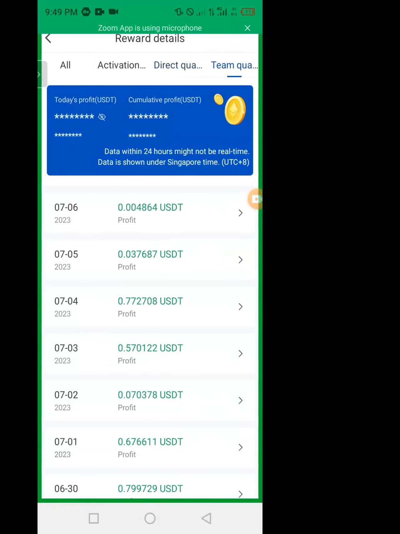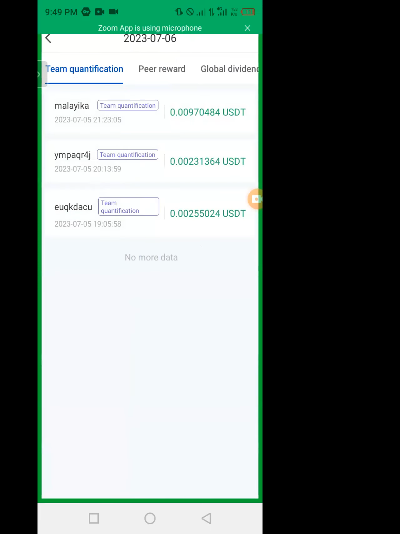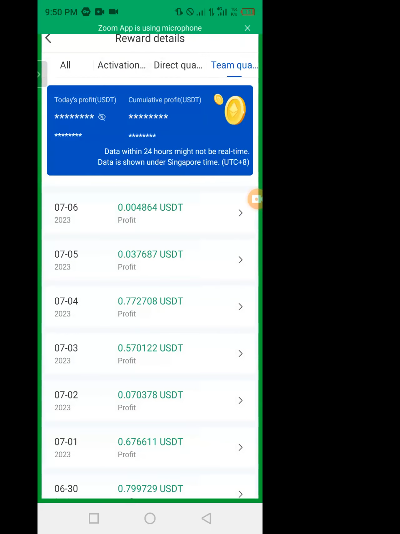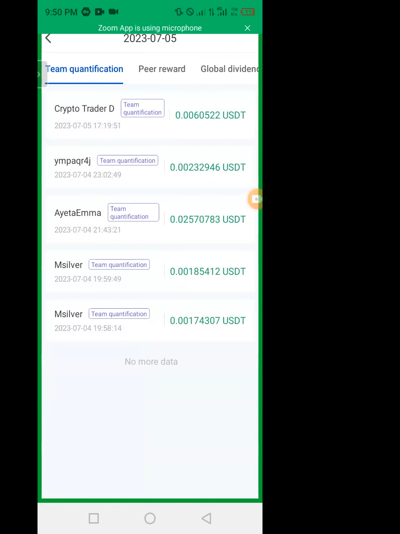Then when I go to the team quantification, I can as well click here, and then I can see Malaika, I see this one, I see that one. So this is for today. If I click on yesterday, I can see crypto trader, and so on and so forth.